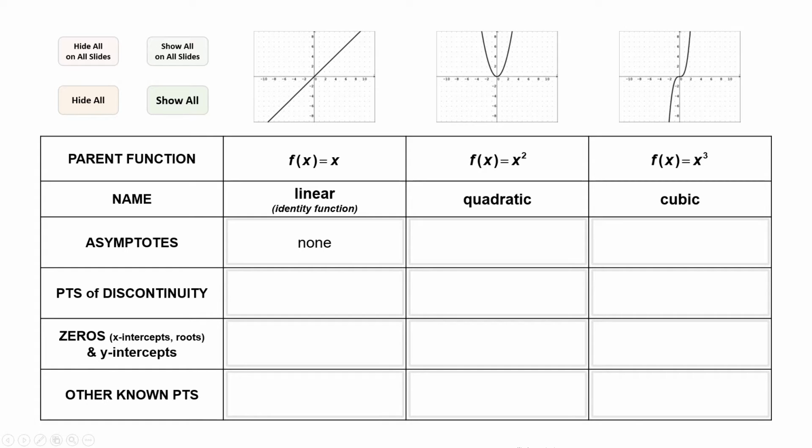In fact, let's just stick with asymptotes right now and realize that both the quadratic and the cubic also have no asymptotes. They are polynomials, and polynomials do not have asymptotes.